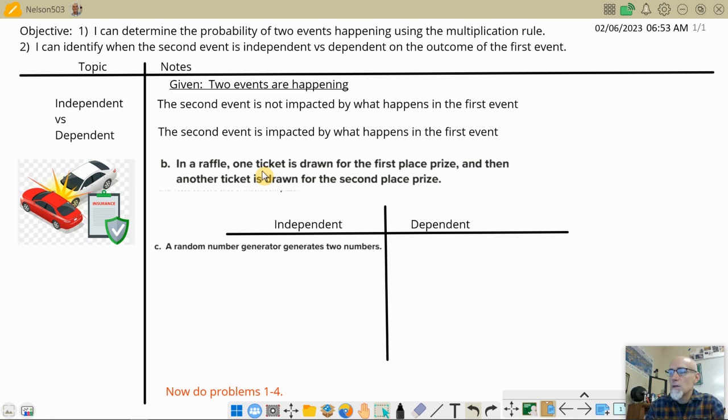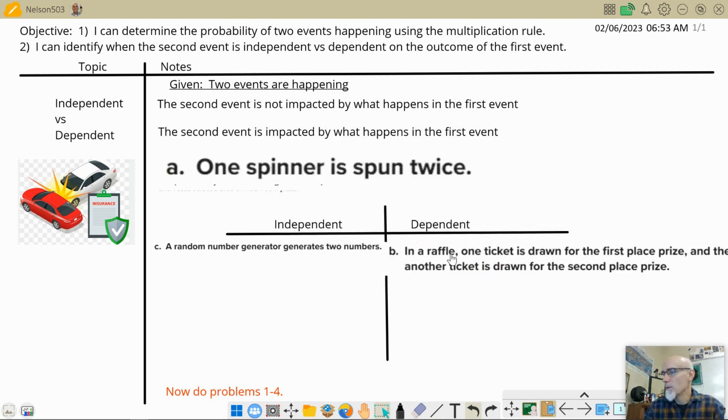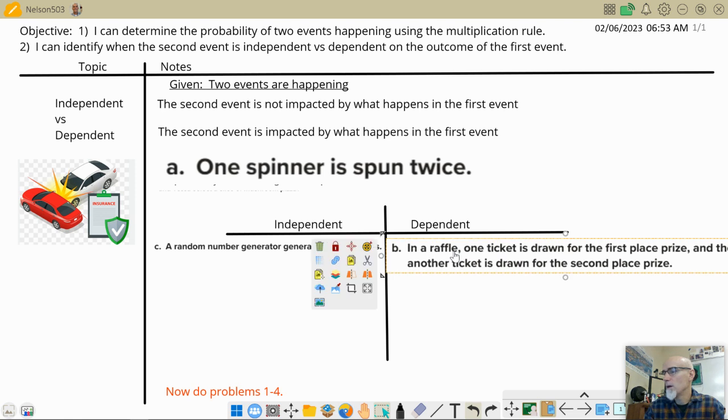So in that situation, the second place prize is impacted by what happens on the first place prize. So another ticket's drawn out for the second place prize. Well, the number of tickets in the hopper has changed because the first event has already occurred. So this is a dependent situation. So I'm going to move it over here to the dependent area.